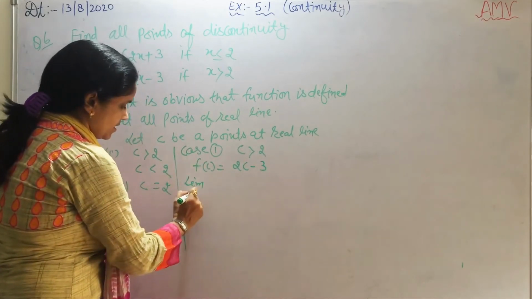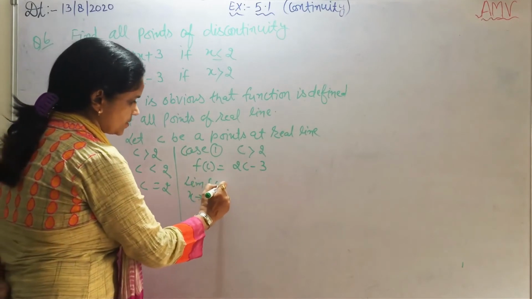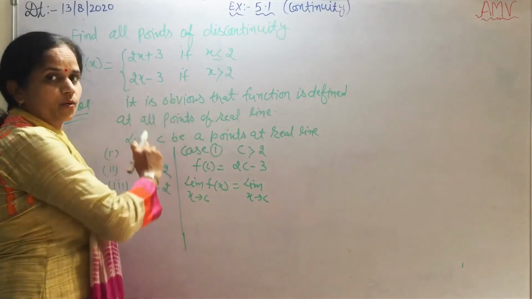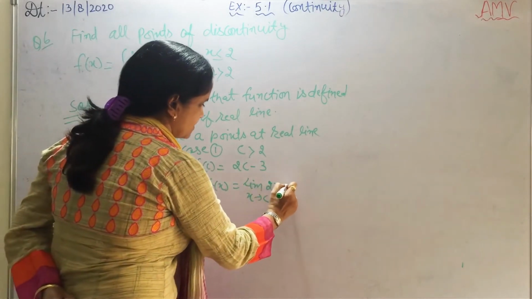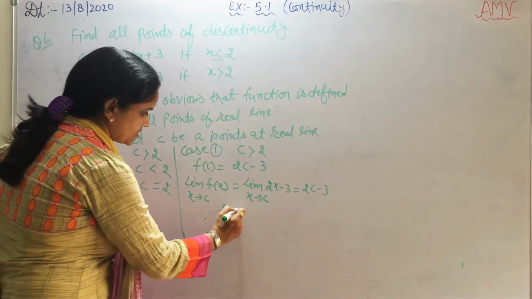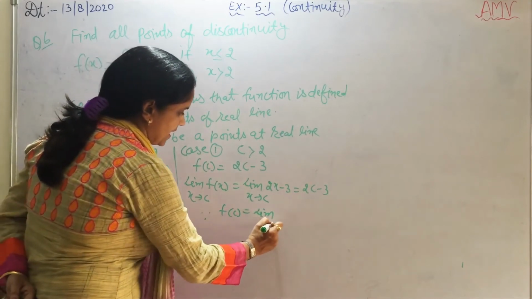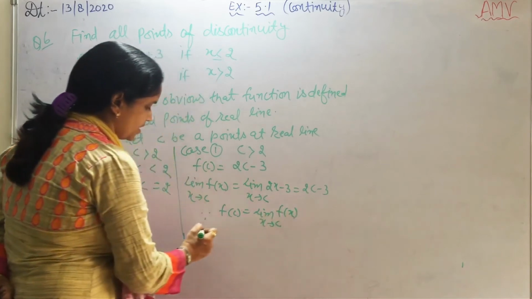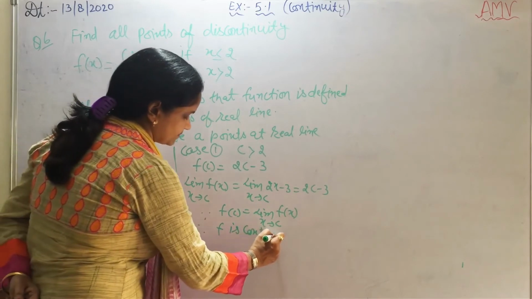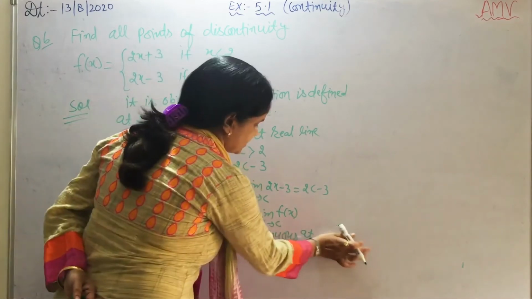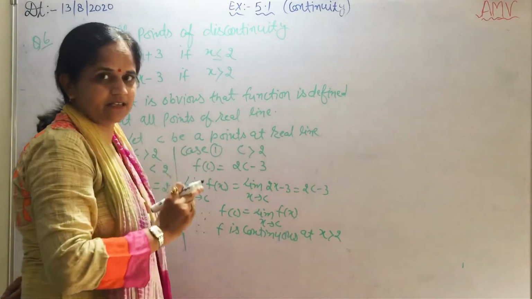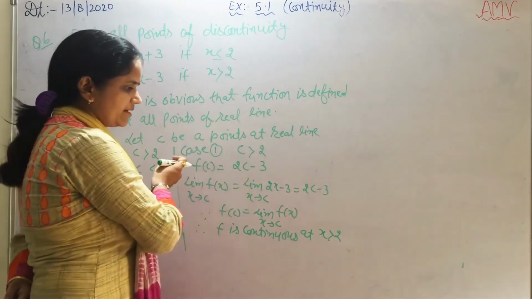Now the limit as x tends to c of f(x). The function is 2x minus 3, so it is 2c minus 3. Now here f(c) is equal to the limit as x tends to c of f(x). So you can write the function is continuous at x greater than 2, since we have taken c as a point on the real line greater than 2.